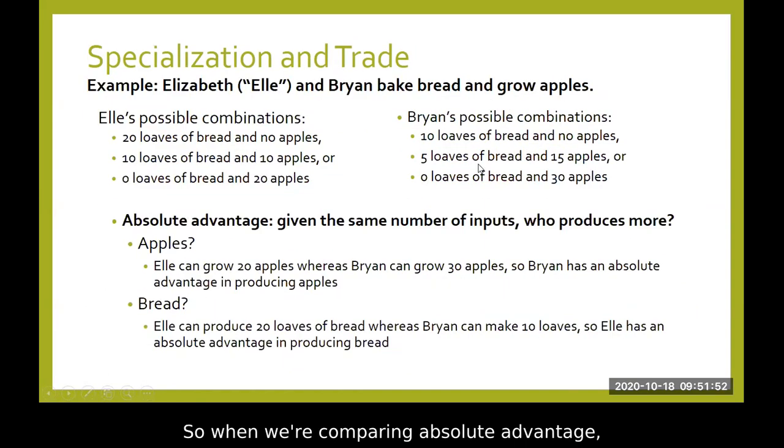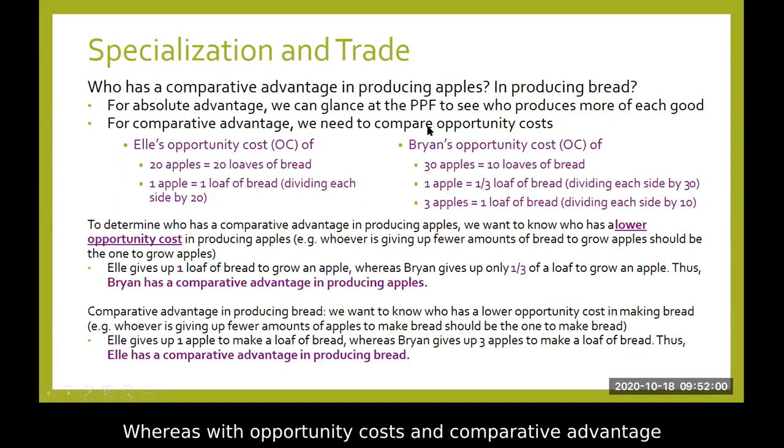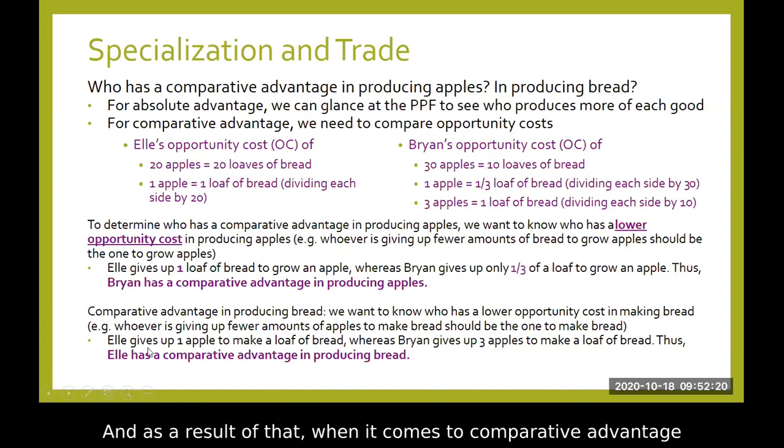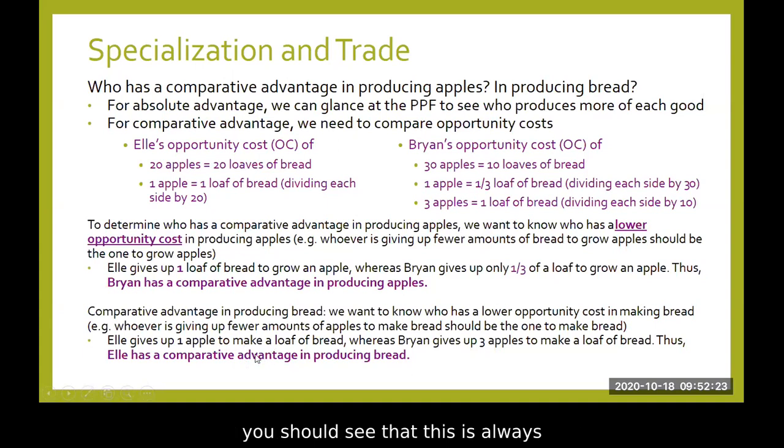So when we're comparing absolute advantage, we're seeing who is producing more, one producer versus the other. So direct comparison. Whereas with opportunity cost and comparative advantage, we're not just glancing to see who produces more. For Elle, let's compare how many apples she can make relative to bread. So we're comparing her own production of the two goods before comparing her production to Brian. And as a result, when it comes to comparative advantage, you should see that this is always split between two producers. So it is mathematically impossible for one producer to have a comparative advantage in both.